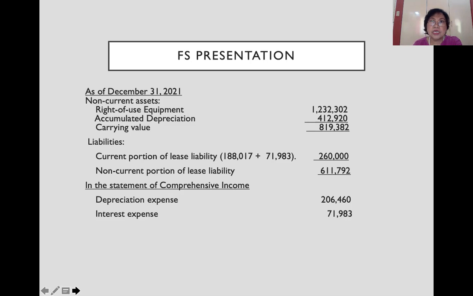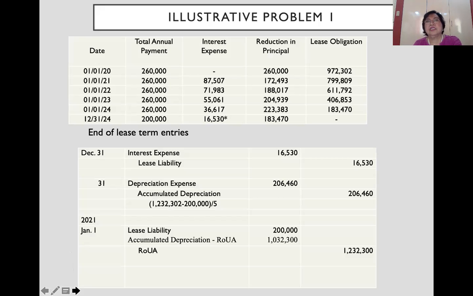Okay, so our first illustration actually is one of a lease contract that has guaranteed residual value, and therefore at the end of the lease term, the asset is expected to be returned to the lessor. Okay, so you might ask what will happen at the end of the lease term. So the end of the lease term is December 31, 2024. Therefore, this will be our entries on December 31, 2024. Because this is also the end of the reporting period, you have to prepare entries to update the accrual of interest, and therefore this is your accrual.